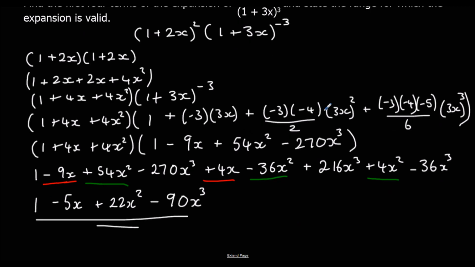Okay, and we need to state the range for which it's valid. So the first one is valid for any values of x. So that's valid for absolutely any values of x. So we're only looking at the second expansion, which is valid when mod x is less than 1. And x in this case was 3x. So mod 3x is less than 1. Or we could say mod x is less than a third.